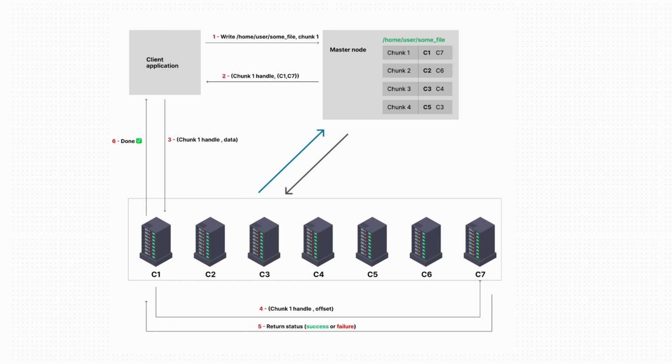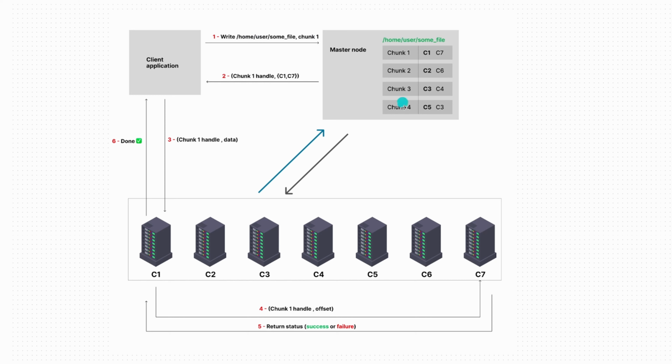We have this client application. If I have to define the client, for example, you using Google Drive, you are the client. Your browser is the client. And then with this client application, I want to write some chunk in a given file, like home/user/somefile, for example, and you want to write this chunk 1. The process is this one. This client application contacts the master node and says, I want to write chunk 1 in this file.